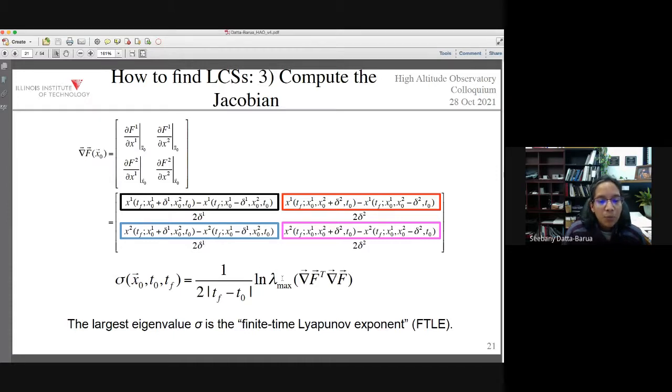And we're interested in the largest eigenvalue. That shows the amount of the maximum stretching. And so that largest eigenvalue, we normalize it using a natural log and divide by the integration time. That largest eigenvalue, I'll call it sigma, that is what we define as the finite time Lyapunov exponent.